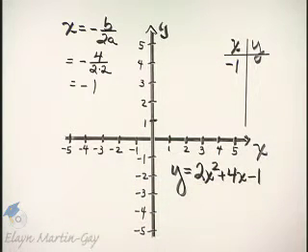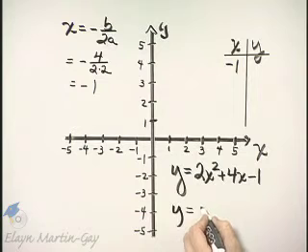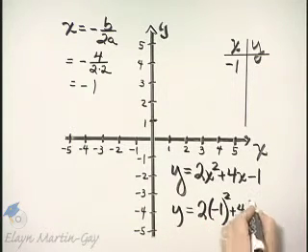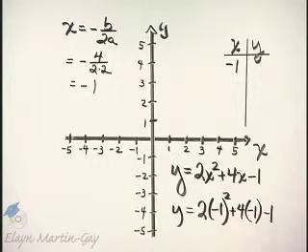Now how do we find the corresponding y value? We let x be negative 1 throughout. Y is then going to be 2 times negative 1 squared plus 4 times negative 1 minus 1.